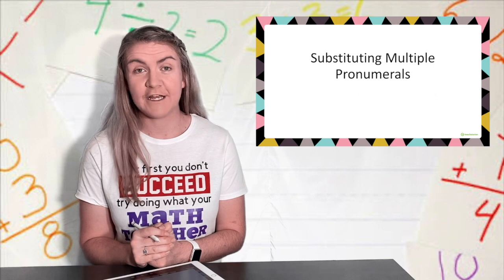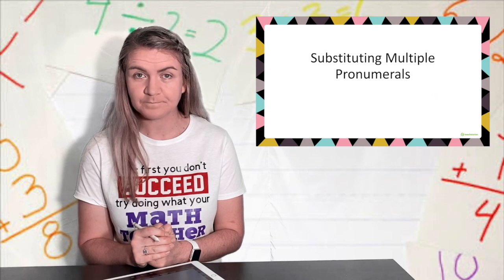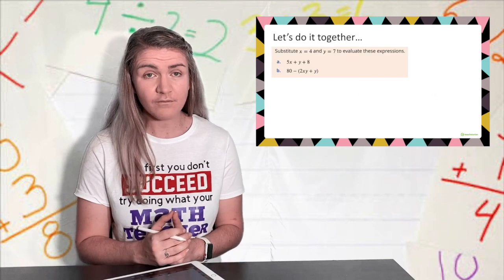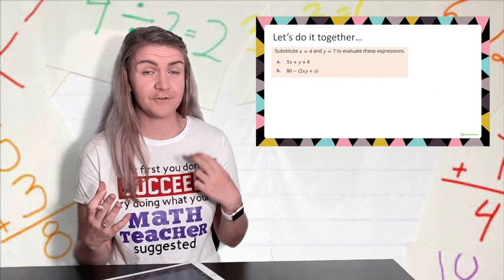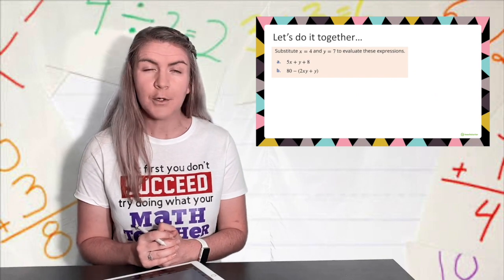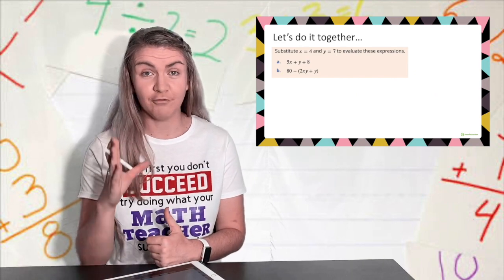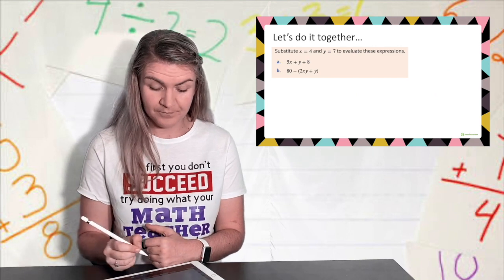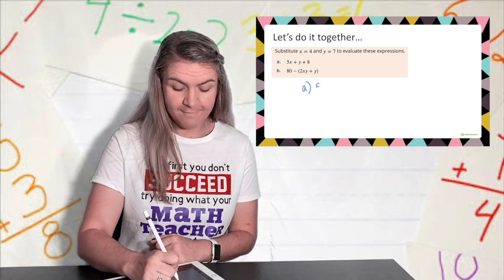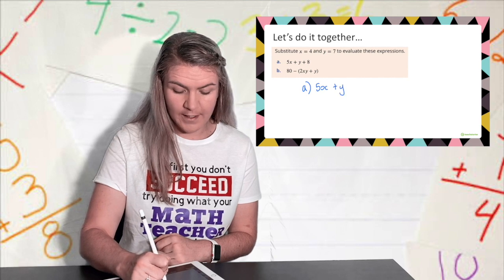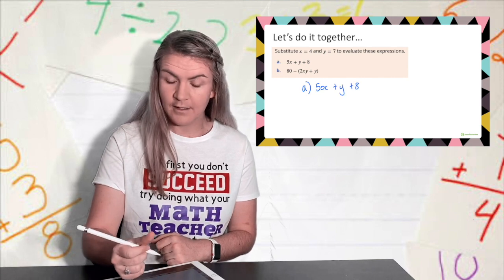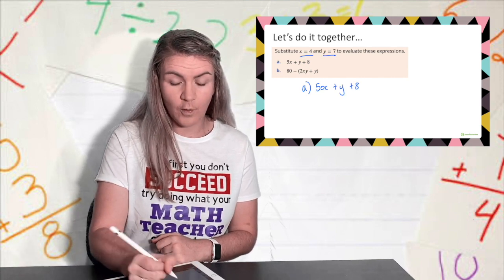Sometimes our expressions can have more than one pronumeral. This doesn't make it any different. It just means that we're going to be told different numbers for the different letters. We just need to make sure that we're replacing the right letter with the right number. Let's do A. 5x plus y plus 8. And now x is 4 and y is 7.